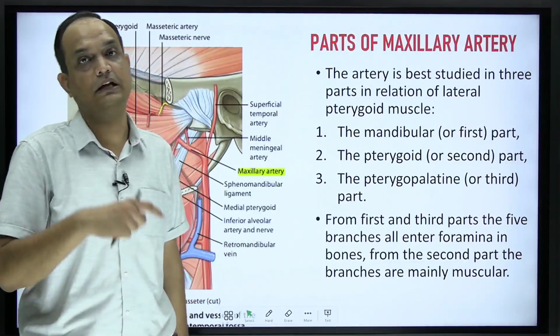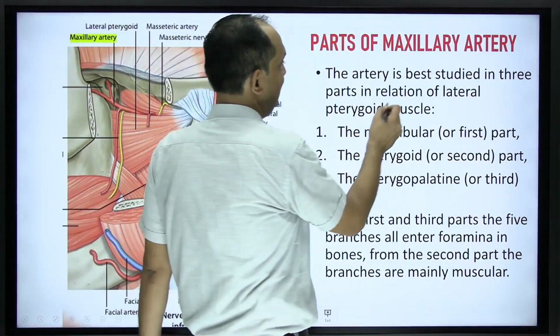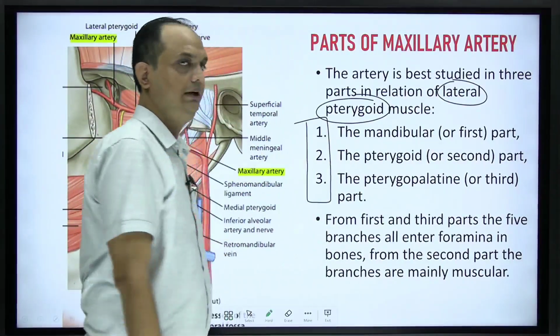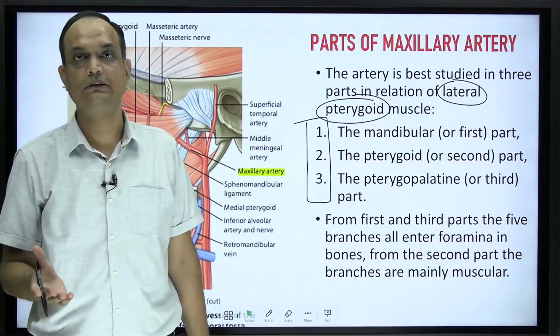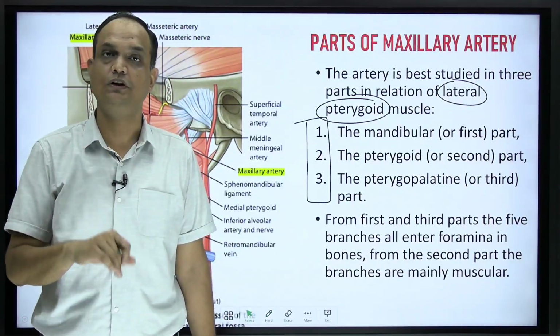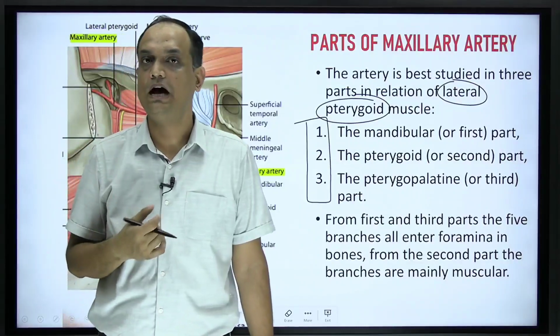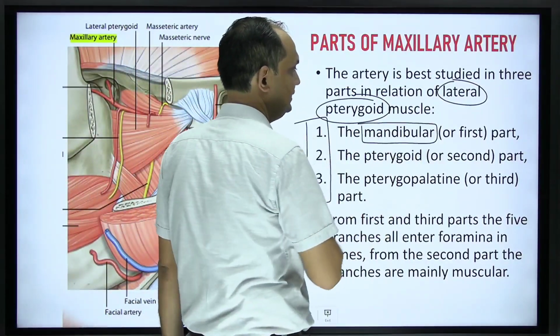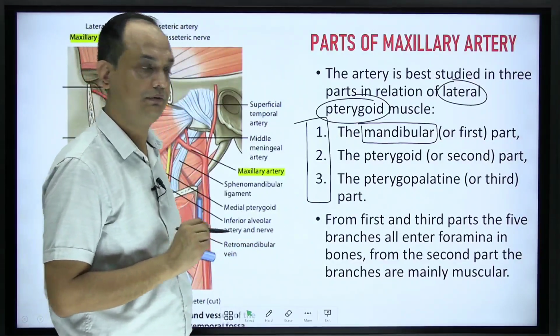So in this way, with the relation of this lateral pterygoid muscle, there are three parts of this artery. First part before the muscle, second part deep or superficial to the muscle, and third part is after the muscle. So the first part is known as the mandibular part, which starts from the neck till the lower border of the muscle.